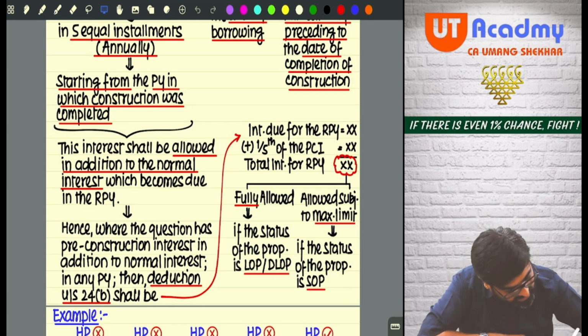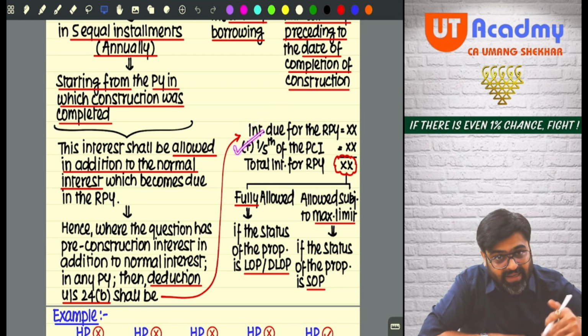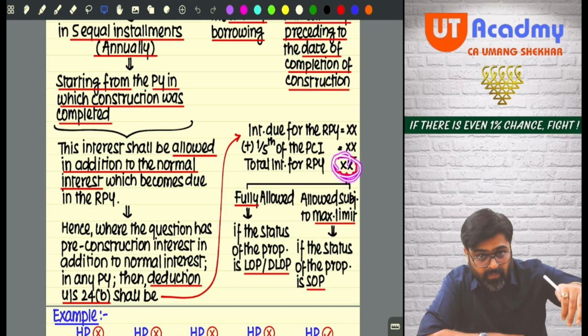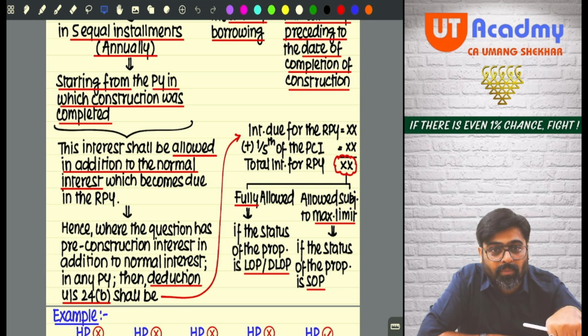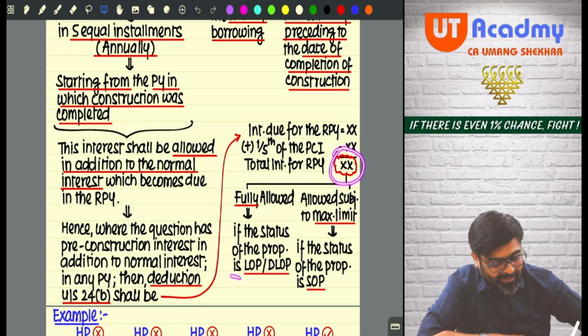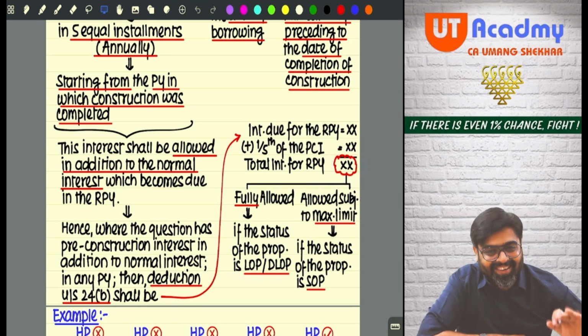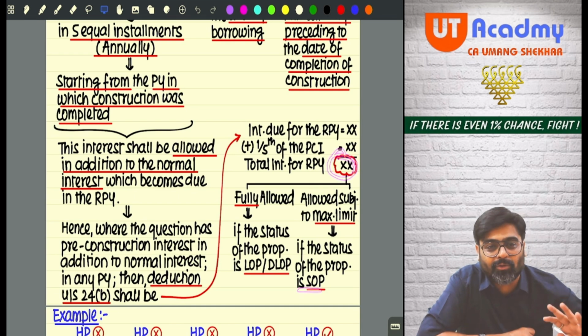So for total interest, I will have to check: interest due in this year plus the 1/5 pre-construction interest installment coming in my year. So this will be the total interest for my previous year. And in my previous year, if the status of the property happens to be LOP or DLOP, this interest will be fully allowed. And if in my previous year the status of the property is SOP, this interest will be allowed subject to a maximum of 30,000 or 2 lakh as the case may be.